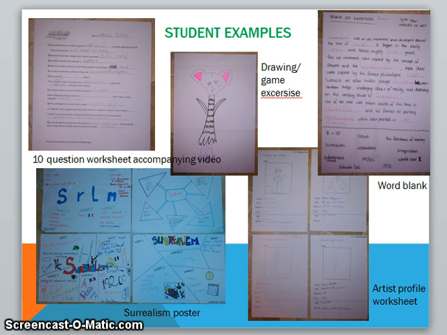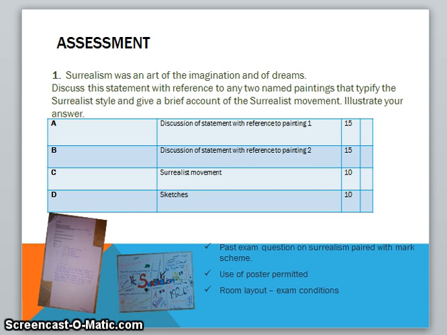Some examples of completed worksheets and tasks by students showing the various teaching methodologies in play included a question worksheet with video, a drawing game for a surrealist creature, a blank fill revision exercise, poster making in pairs, and artist profile sheets. The assessment method for the scheme was a past exam question.